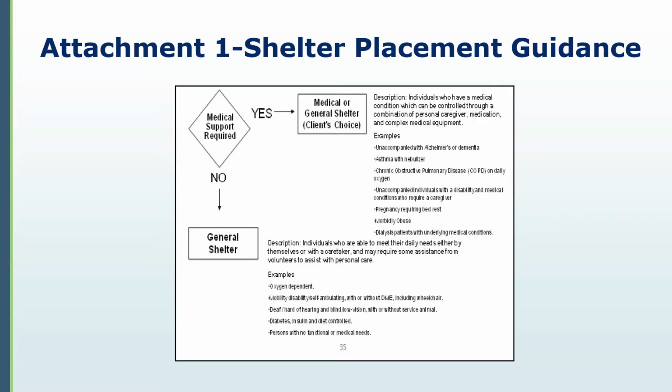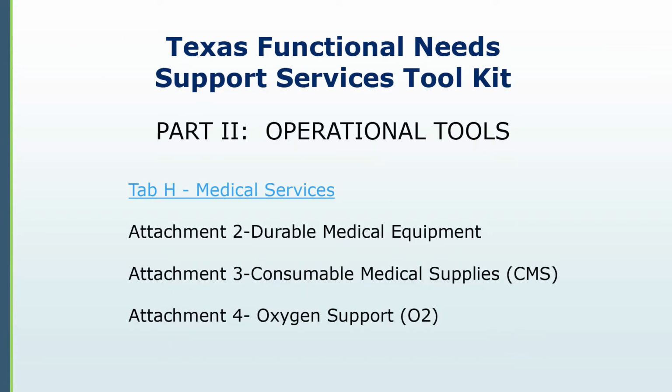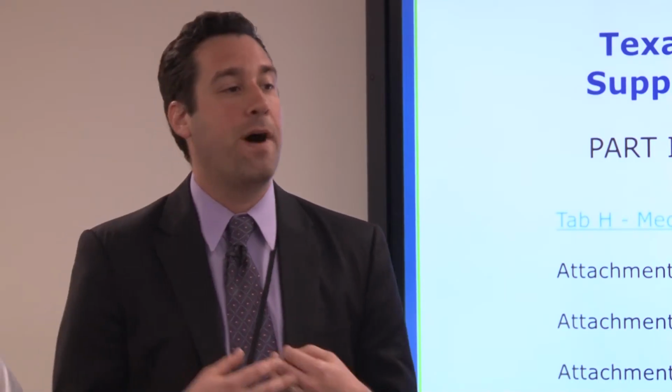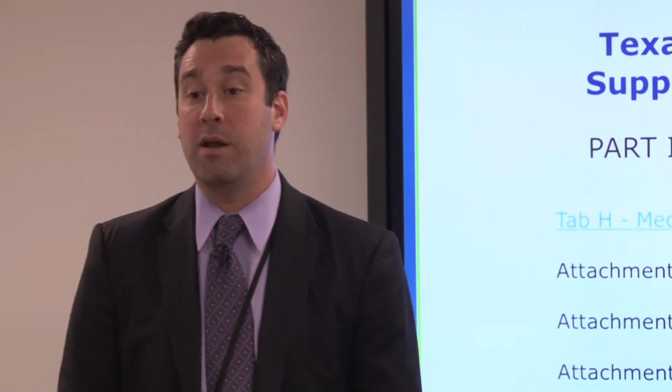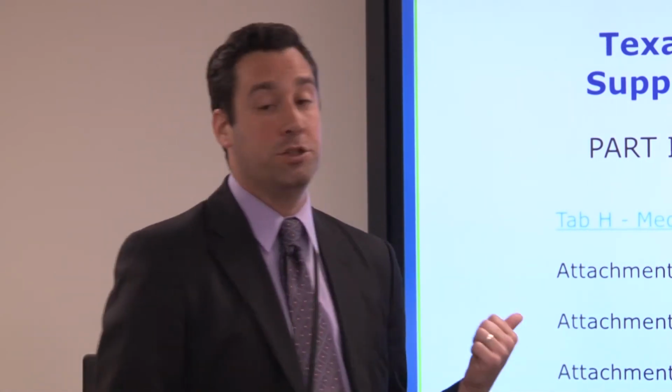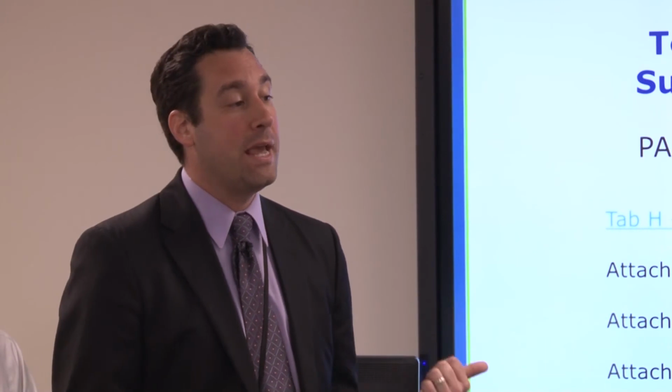It continues to work through the medical support and the shelter placement. Operational tools that are identified include medical services, durable medical equipment, consumable medical supplies, oxygen support. Now, this information includes contracts that the state comptroller has with these providers. You can find the providers in your area and follow along with state contracts. It also includes the federal GSA contracting standards. So again, the opportunity for local jurisdictions to use the toolkit to identify what kind of durable medical equipment needs they might have in their community, and then find those durable medical equipment providers.